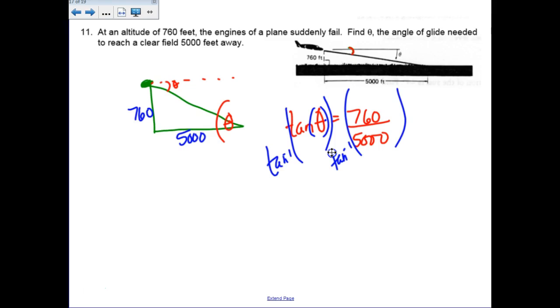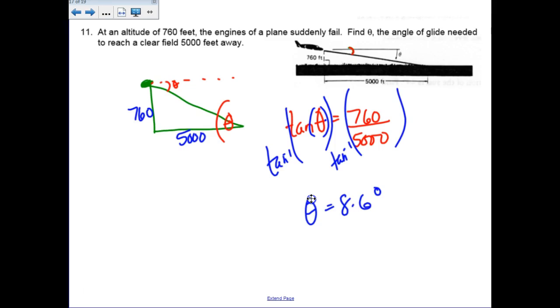Can someone do me a favor who hasn't worked yet? Can you please type that in backwards? Can you do inverse tangent of 5,000 divided by 760? Okay. So what's the right answer, by the way? Okay, 8.6 degrees. So they're saying that the pilot is going to dip the nose of the plane 8.6 degrees down, and that's how they're going to start their landing.